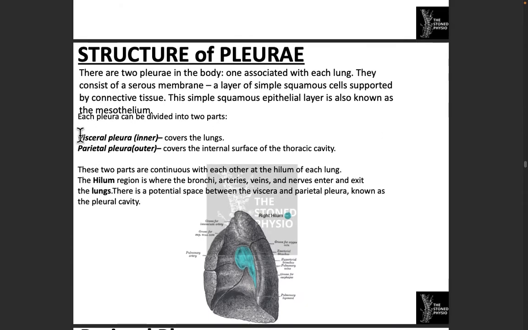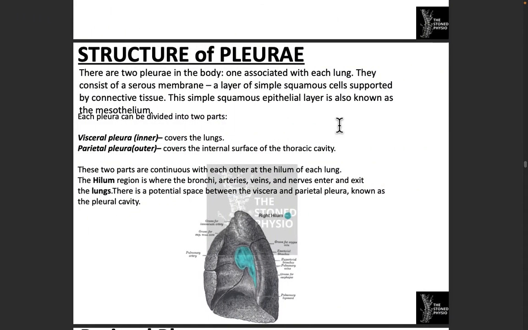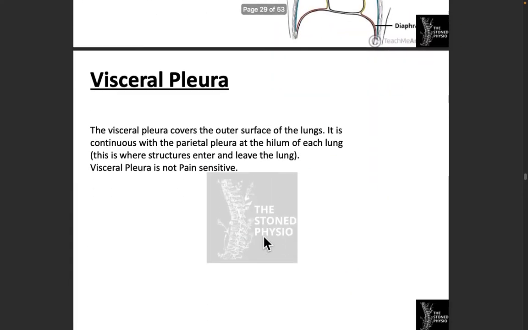Visceral pleura simply means it is related to the viscera. Viscera means the structure, the lungs. So the layer that is related to the viscera is called the visceral pleura, and that is the inner layer, and the parietal is the outer layer. The parietal pleura is the outer layer, and the visceral pleura is the inner layer. And then we have one more structure that is called the hilum. We will see the hilum here.